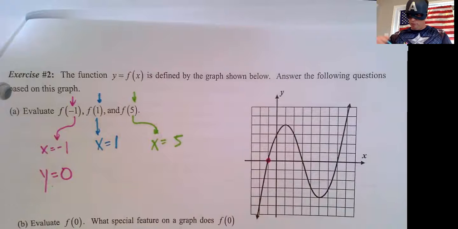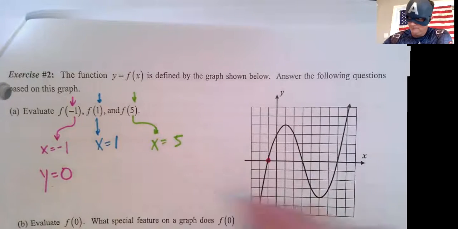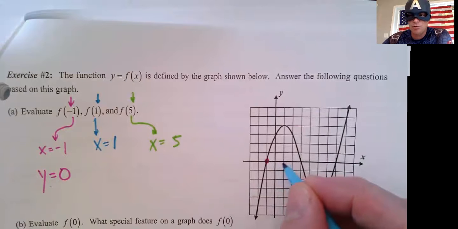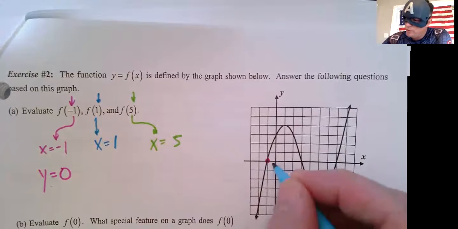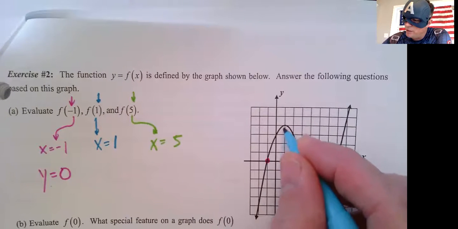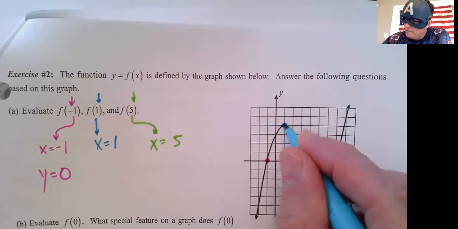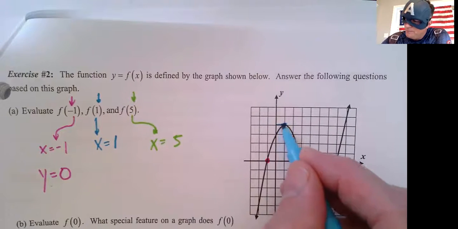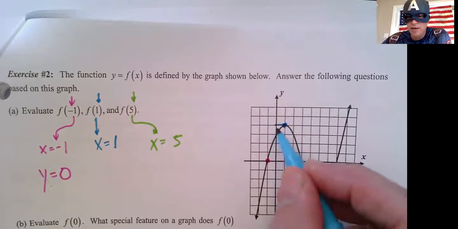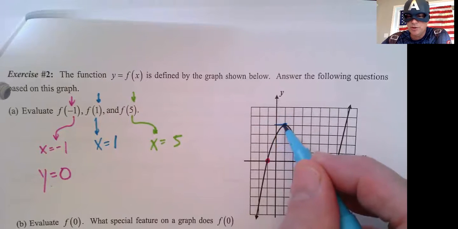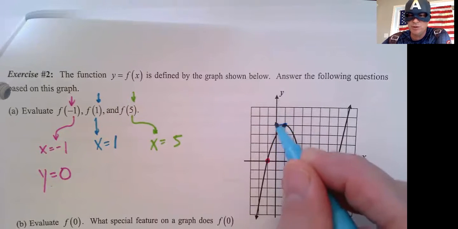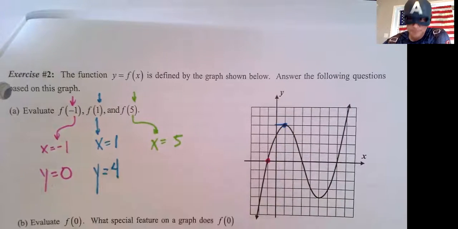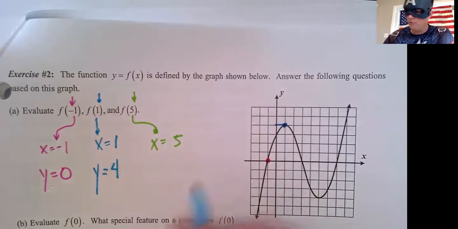Let's see what happens when x is equal to 1. I go over here, x equals 1 is right there. Now, we don't have a graph that's crossing our axis at this point, so what we have to do is go up and find that point on the actual graph. Here, that's the place where x is equal to 1. The output value is the y value that goes along with this point. So our y value at this point is 4, which gives us our output value for f of 1.